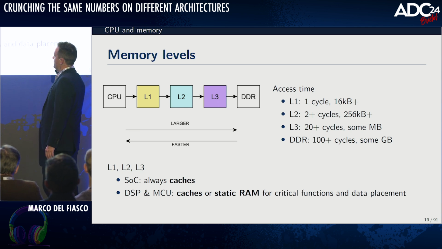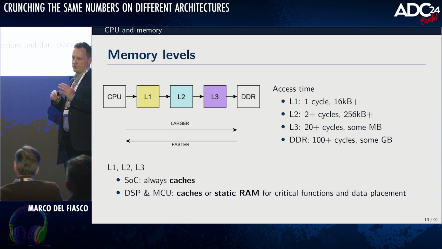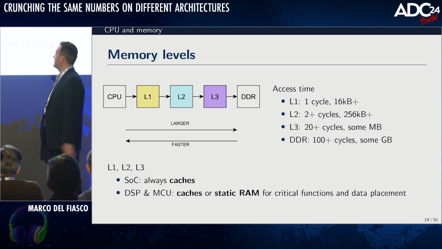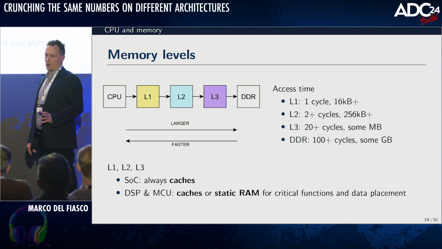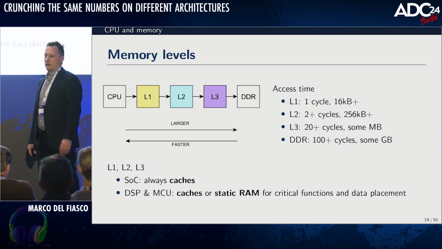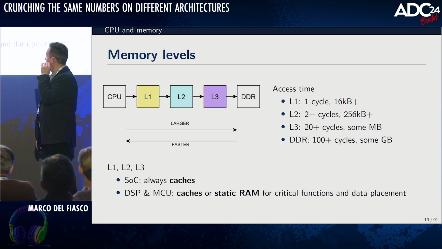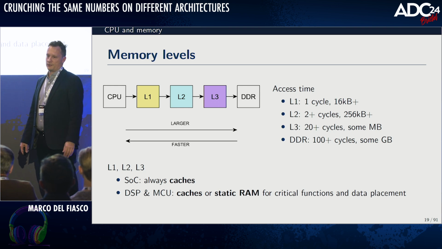Some ballpark numbers. The L1 memory, the one that is closest to the CPU, is typically one cycle. The level 2 could be 2 or more. If we have a level 3, it can be 20, 50. But if we are accessing DDR memory, it will cost typically hundreds of instructions.